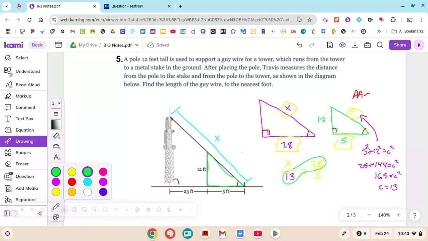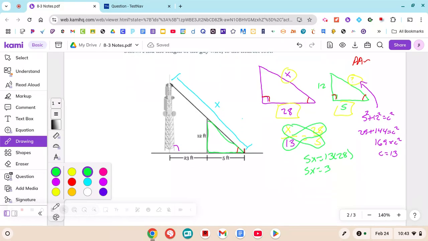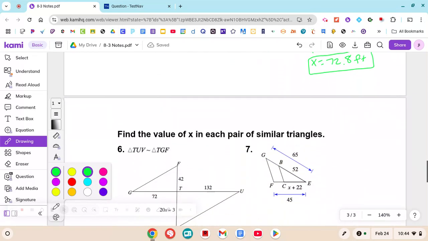So we'll multiply on the diagonals. This is 5x equals 13 times 28. Get some bigger numbers here. This is 364. We'll divide by 5. And so you'll get 72.8. And this is going to be in feet for the length of that wire. Okay, let's see what else we got going on for us.